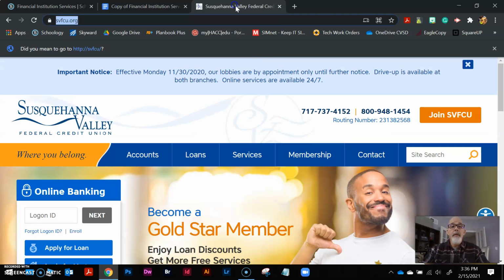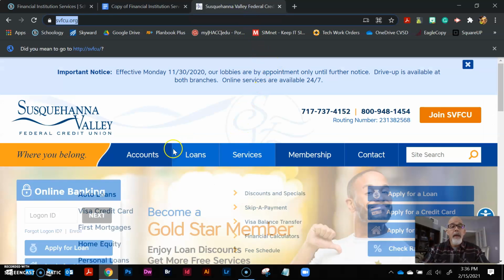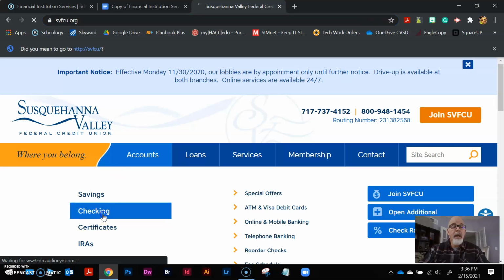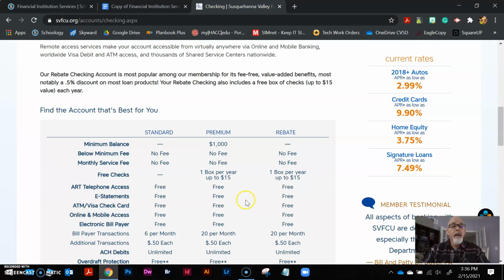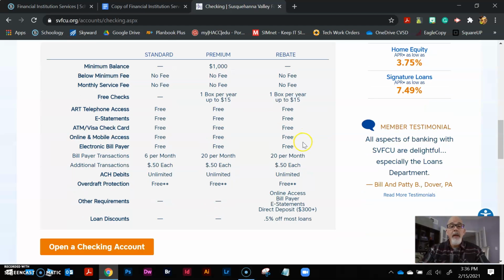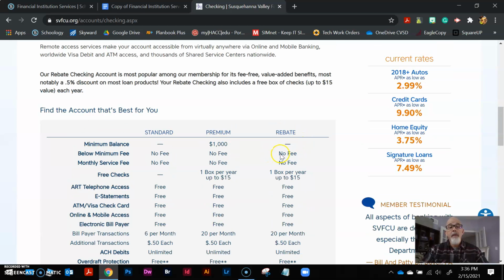So I'm going to go back to the credit union here. I'm going to look at accounts, and I'm going to look at checking here. So again, here it basically says find the account that's best for you. There's a standard, premium, and a rebate. So again, this is the kind of stuff I'm looking for here.